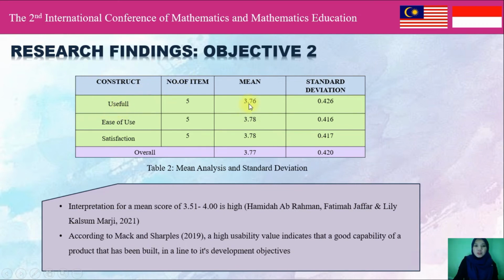To answer objective 2, we find the mean for usefulness is 3.76, ease of use is 3.78, and satisfaction is 3.78. The overall mean is 3.77 with a standard deviation of 0.420. According to the interpretation by Hamidah Abdul Rahman, Fatimah Jaafar and Lily Kalsom Marji 2021, the mean score should be 3.51 to 4. So we get an average mean of 3.77. We can say the e-learning module e-Solution has a high usability value, indicating a good capability of the product built in line with its development objective.